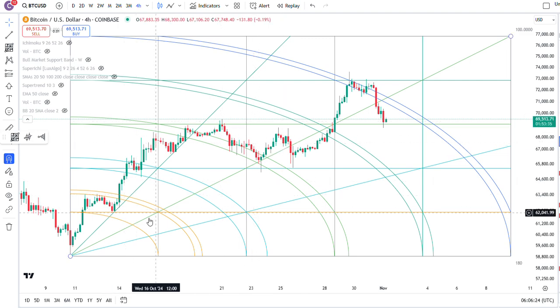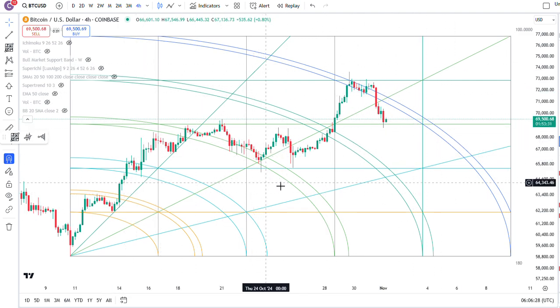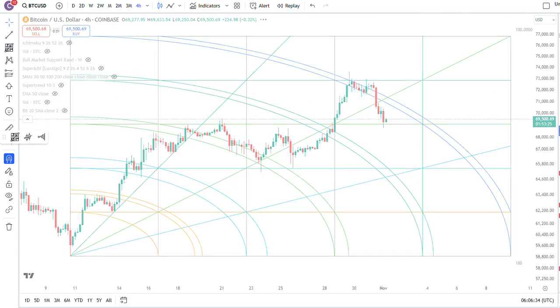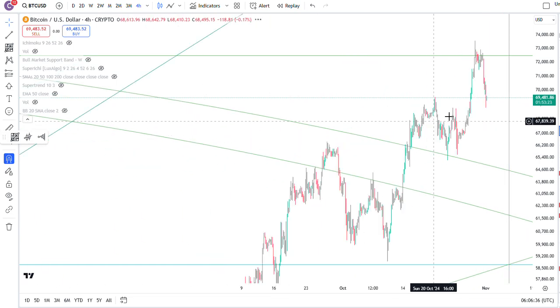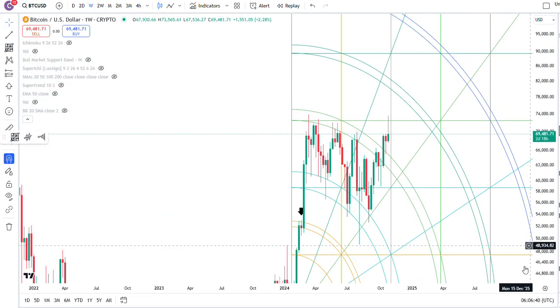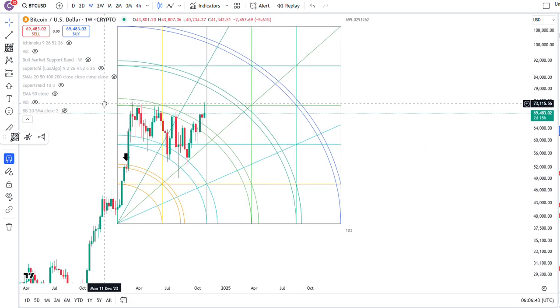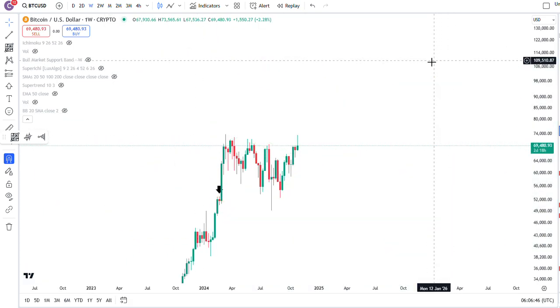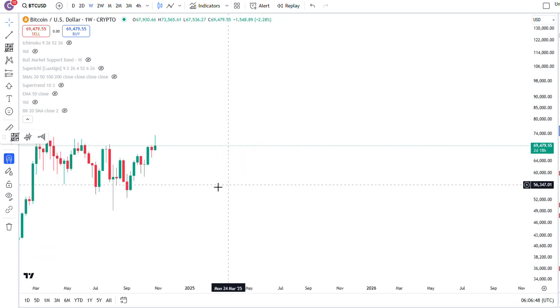But so far, it's been forming mostly higher highs and higher lows. There's nothing for me to really think that it's going to go down like that. And even if I look at a weekly chart, there's nothing for me to think that that's the case. So I'm going to go to the weekly here. Now this chart here is drawn on the daily, so I'm just going to go ahead and delete this chart here.